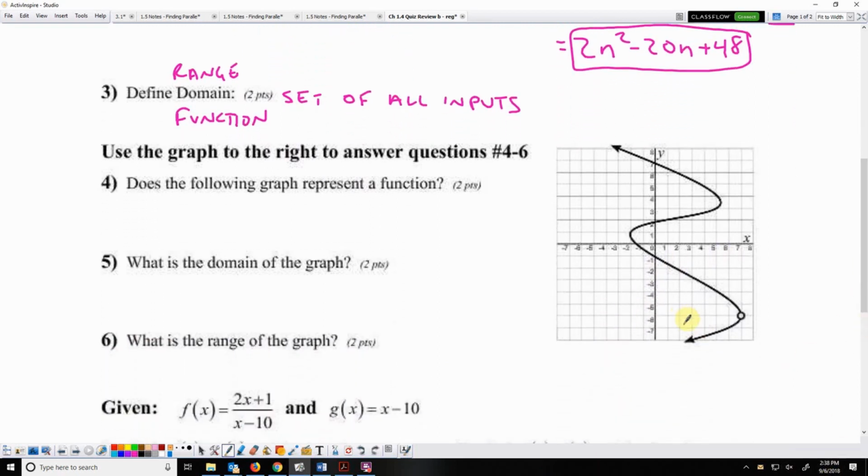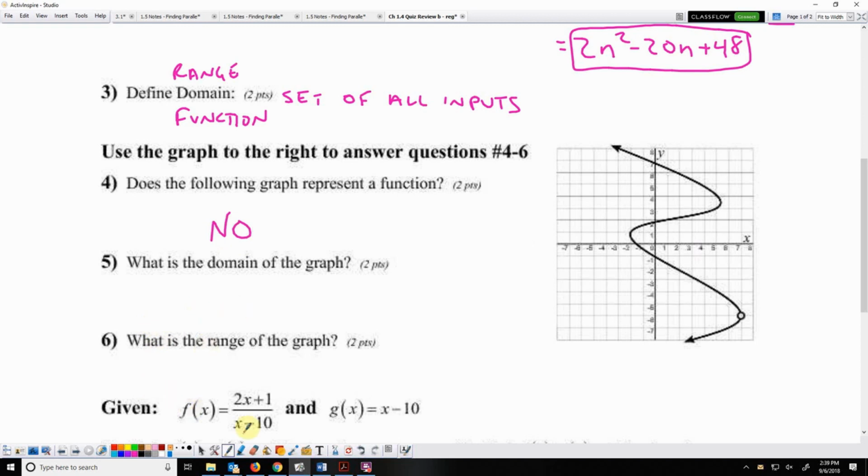Does this graph represent a function? The answer is no, because there are some inputs with multiple outputs, and I can prove that by drawing a vertical line that touches the graph more than once. If you can draw a vertical line and it touches the graph more than once, then you're not looking at a function.